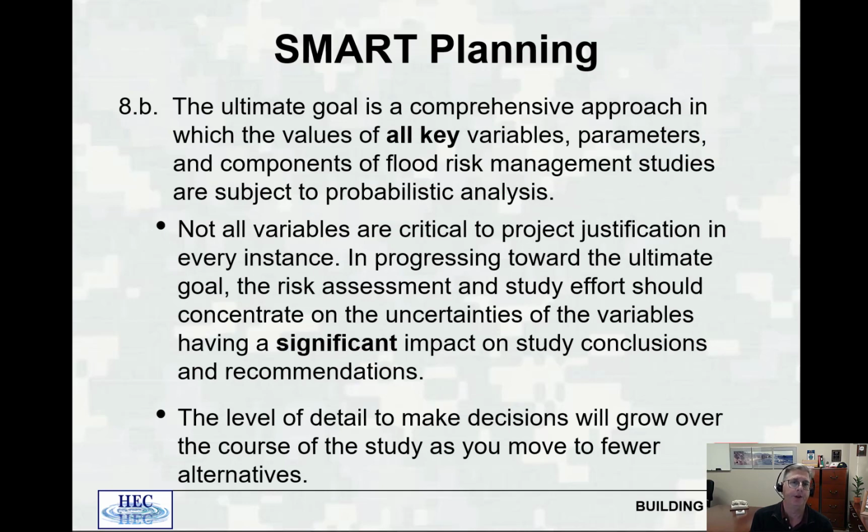Smart planning: the ultimate goal is a comprehensive approach in which the values of all key variables, and again, key variables, parameters and components of flood risk management studies are subject to a probabilistic analysis. Not all variables are critical to project justification. So again, in your PMP, you're going to define those key variables. In progressing towards the ultimate goal, the risk assessment and study effort should concentrate on the uncertainties of the variables having a significant impact on study conclusions and recommendations. Not all of the uncertainties, but the ones that have a significant impact.